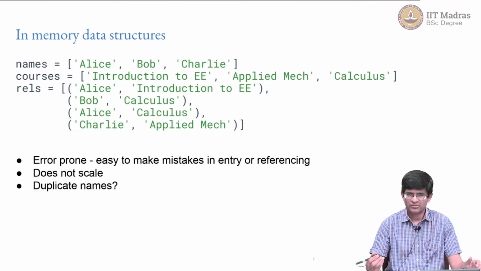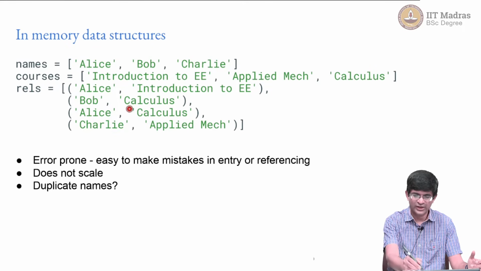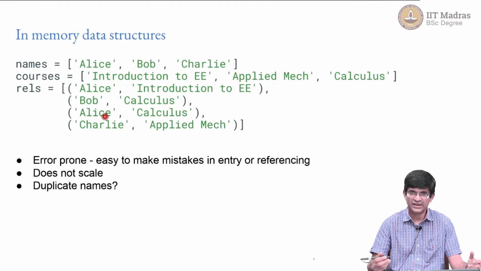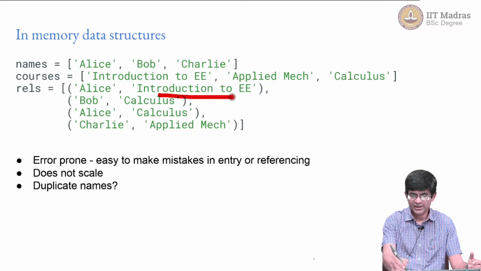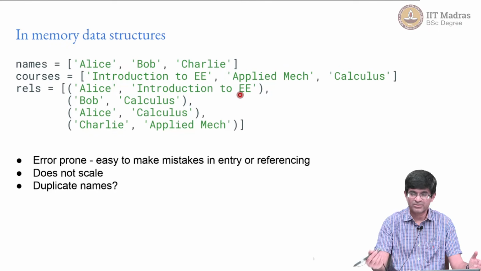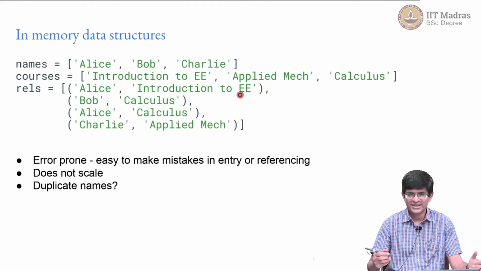And as you can make out from what we have over here, if I directly tried storing the relationships in this way, it's sort of error prone. It makes it easy to make mistakes when I'm entering data or referencing. What I mean by that is each of these tuples, so for example Calculus appears twice, Alice appears twice. In each of those cases I need the full name of the person or of the course, and it needs to be typed in. Something like Introduction to EE is a long name, it contains spaces. I mean it's quite easy to make a mistake.